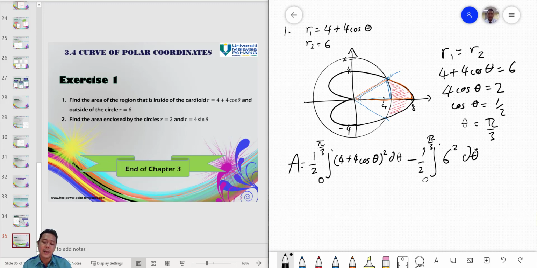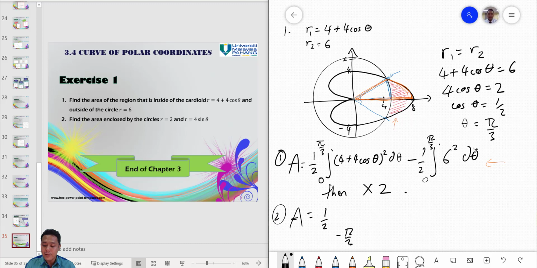And you need to find this area. But just now I mentioned that this is the area covered by this orange region, but don't forget we have another one at the bottom. As this cardioid and this circle are symmetric at the ray theta equals 0, whichever way you try, you need to multiply by 2. Or if you want to find it directly, there's another strategy, which is to find directly from negative pi over 3 up until pi over 3. If you follow the second strategy, you don't need to multiply by 2.